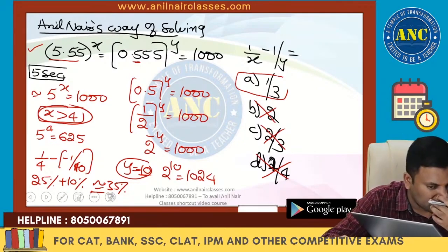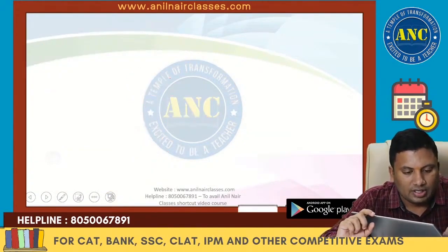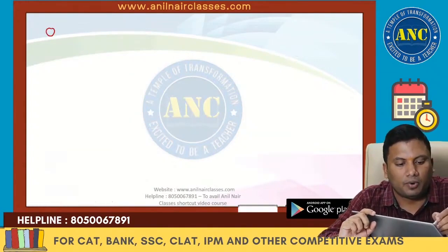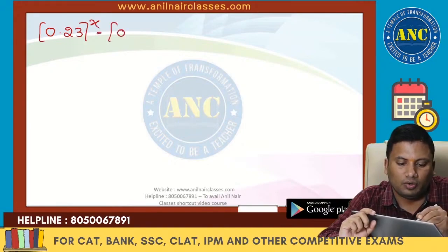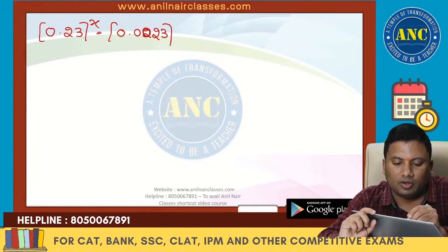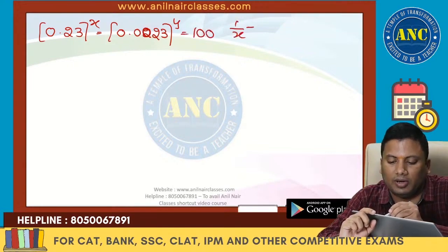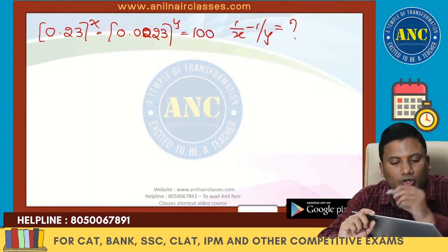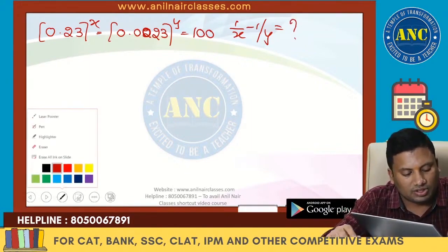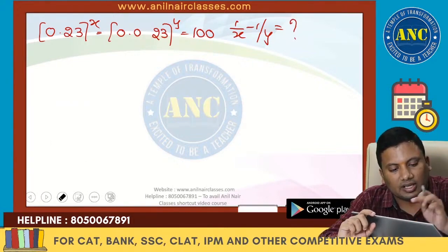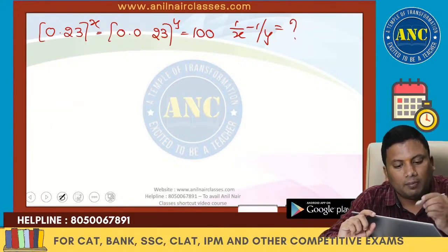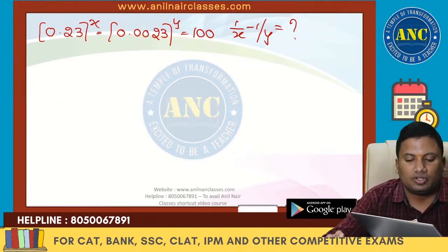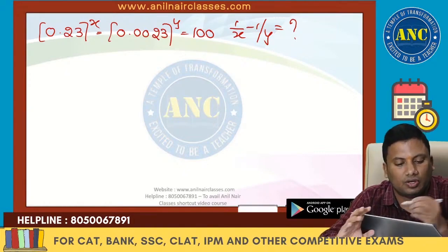Suppose for example, the question is 0.23 power x equivalent to 0.0023 power y equivalent to 100, 1 by x minus 1 by y. How to write down the answer, we will see without using logarithm. Listen carefully, sir. 0.23 power x equivalent to 0.0023 power y equivalent to 100.